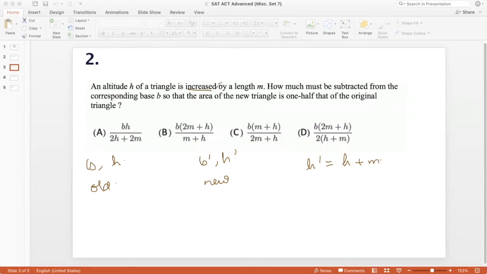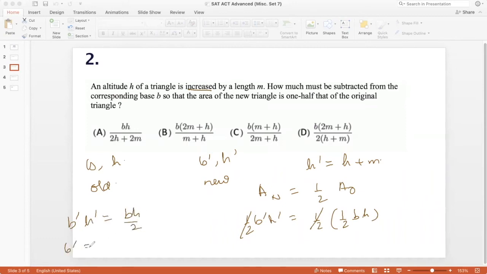Now, let's say we need to find b dash first. So area of the new triangle is half times area of the old triangle, right? So 1 by 2 b dash h dash is 1 by 2 of half b into h, right? The half and half cancel. So b dash times h dash is bh by 2. So b dash is bh by 2h dash. So that becomes bh by 2 times (h plus m), right? Because h dash is h plus m. So this is the new base b dash.